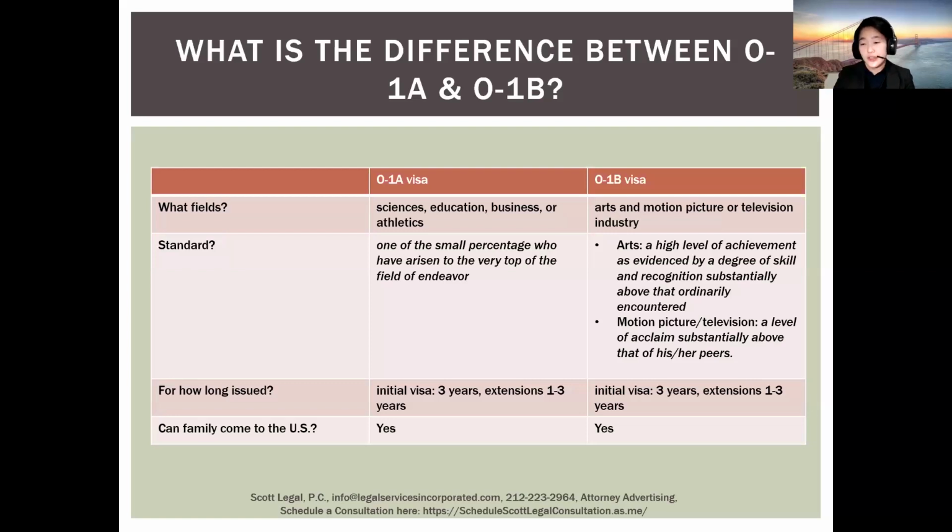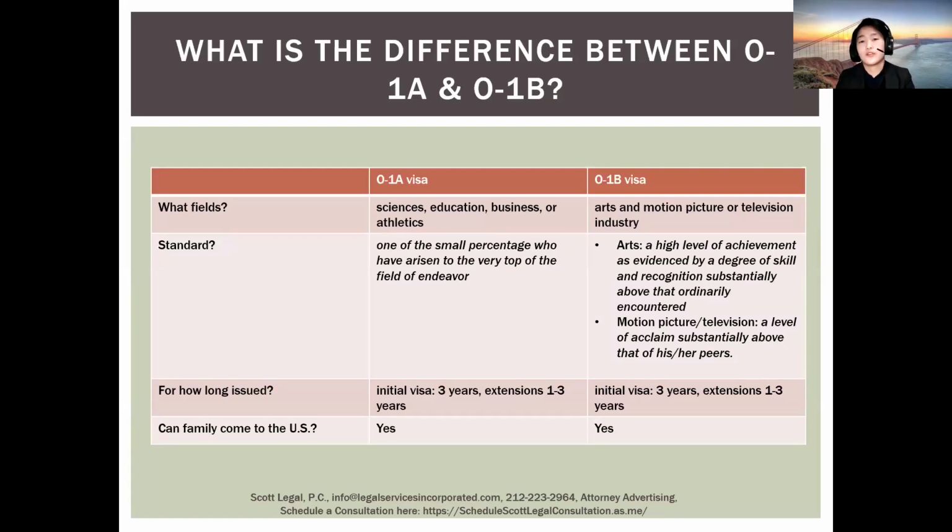Now, the O1B visa is available for individuals in the arts and those in the motion picture or television industry. And the standard of expertise that they require is different for the O1A and O1B. So the standard of extraordinary ability for an O1A visa is you must show that you are one of the small percentage who have risen to the very top of your field of endeavor, such that you can show through extensive documentation that you have received national or international acclaim, sustained national or international acclaim.